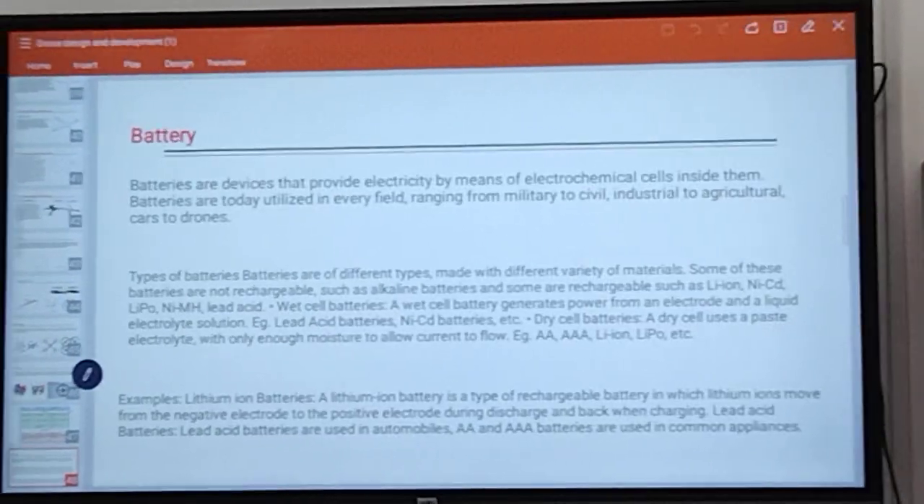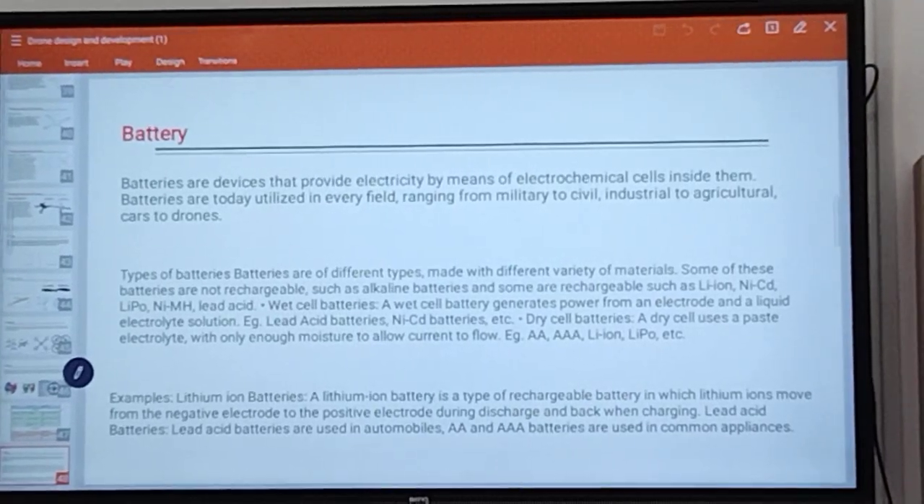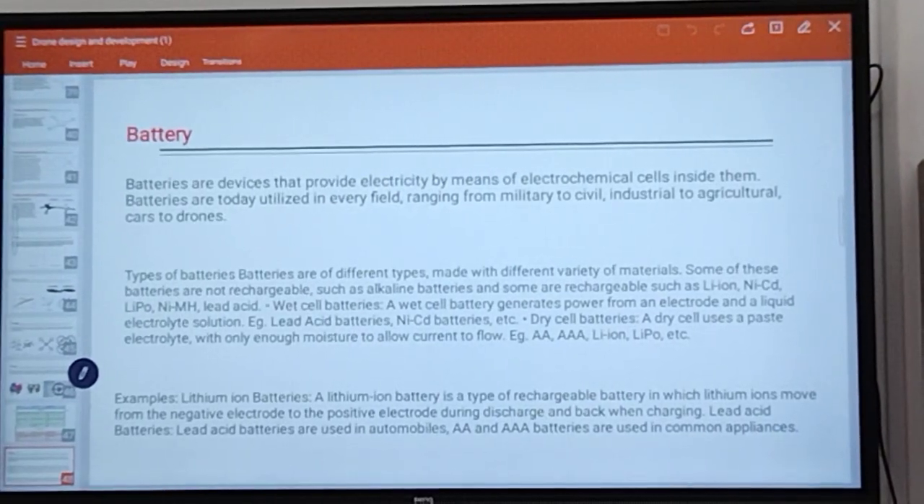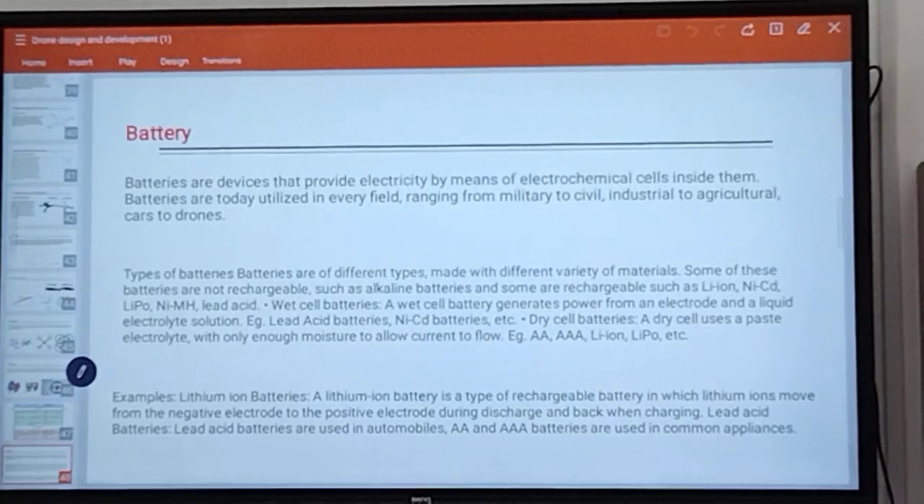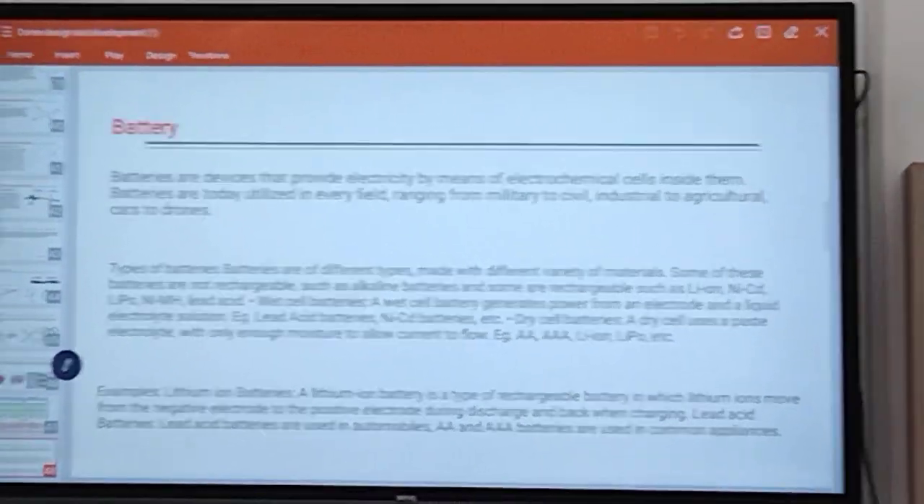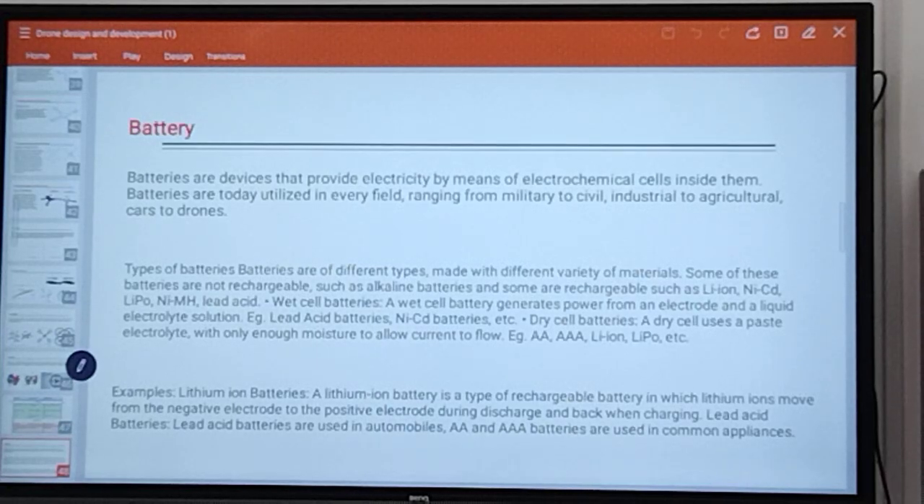Batteries are devices that provide electricity by means of electrochemical cells inside them. Batteries are today utilized in every field, ranging from industrial to agriculture, cars to roads. Types of batteries: there are different types made with different varieties of material. Some of these batteries are not rechargeable, such as alkaline batteries, and some are rechargeable, such as lithium-ion battery, nickel-cadmium battery, and nickel battery.